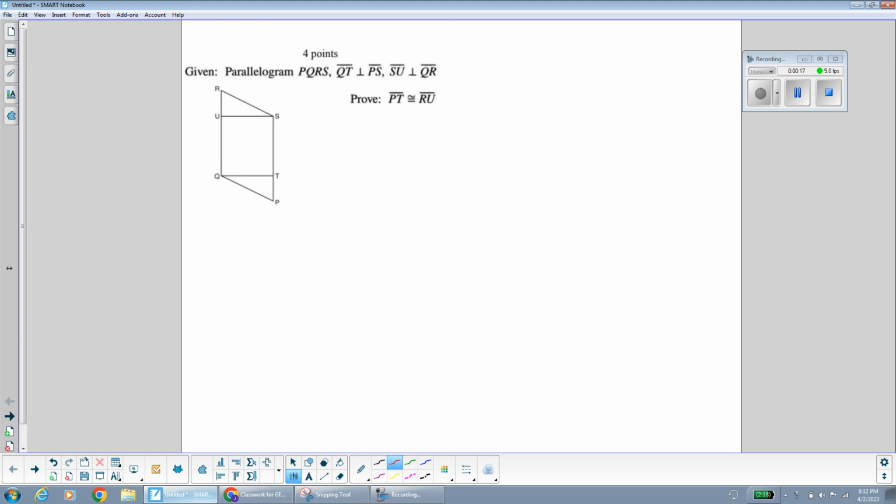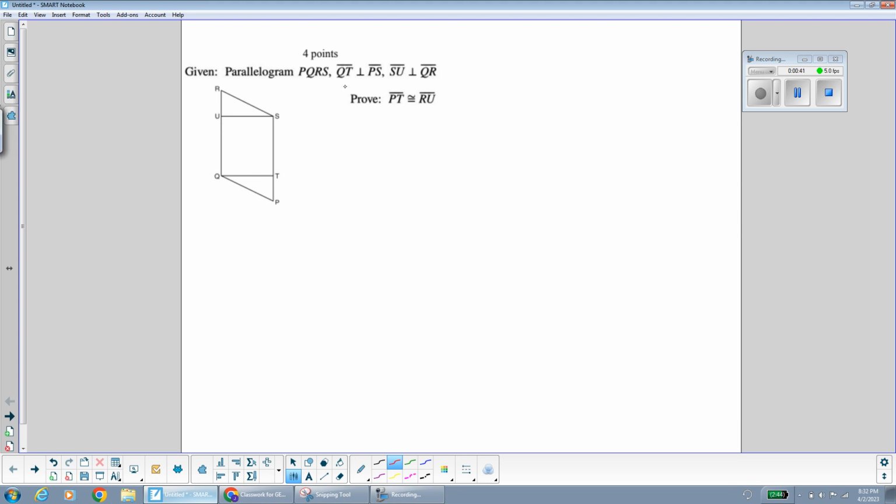So in the first question from the Regents Review, we're told that PQRS is a parallelogram. I know a lot of things about parallelograms. I know that opposite sides are congruent. I know opposite angles are congruent. I know opposite sides are parallel. Those are just some of the things I know about parallelograms. So I'm going to keep all of that in mind.